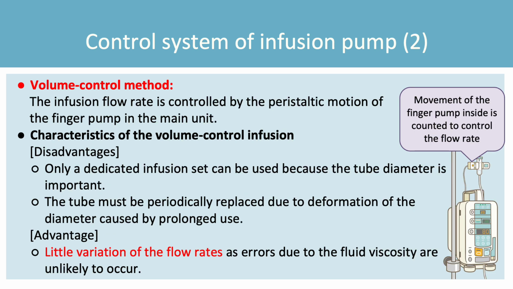On the other hand, the volume-controlled infusion controls the infusion flow rate by peristaltic motion of the finger pump in the main unit. The volume control system has disadvantages that only dedicated infusion sets can be used because the tube diameter is critical for infusion, and the tube must be replaced periodically. However, it has less error in flow rate because it does not depend on the viscosity of the drug, and is widely used.